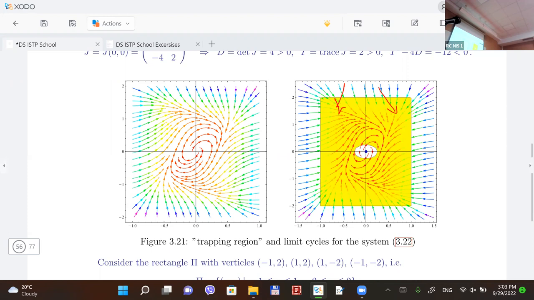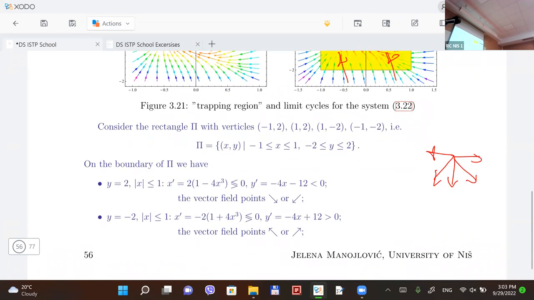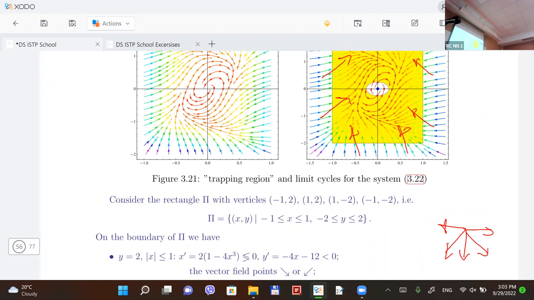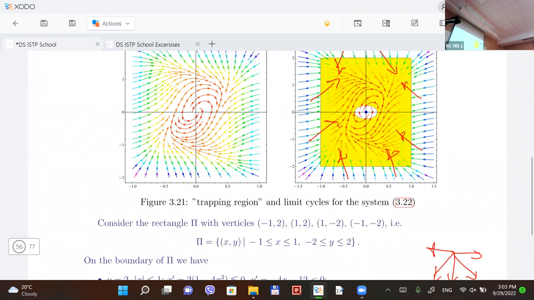So on the left, as you see, we also calculated that the vector points to here. From here also we come to the conclusion by calculating the first derivatives, going here and from here. So definitely this rectangle is the trapping region, yeah? So when the trajectory starts in this region, it will not leave it.